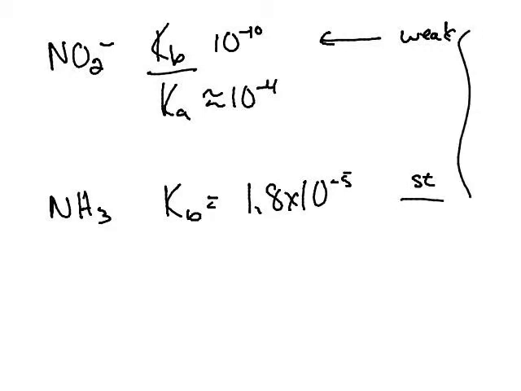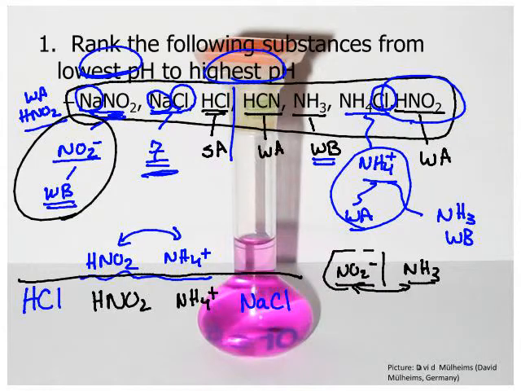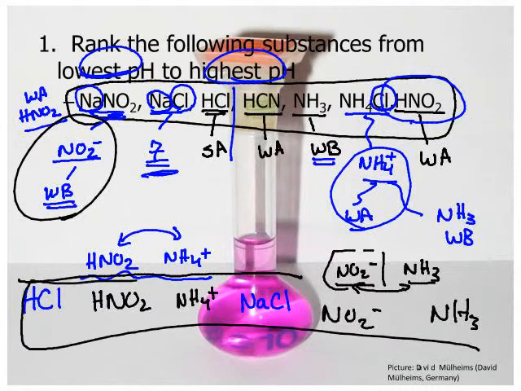Now, this is going to be a wheel. The stronger one, of course, is going to have a higher pH. So therefore, let's see if I got it right. Oh my gosh, I'm amazing. Nitrite and then ammonia. So the answer is this order right here. Kind of a long answer in that one.